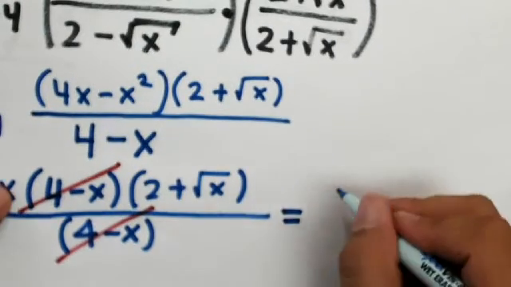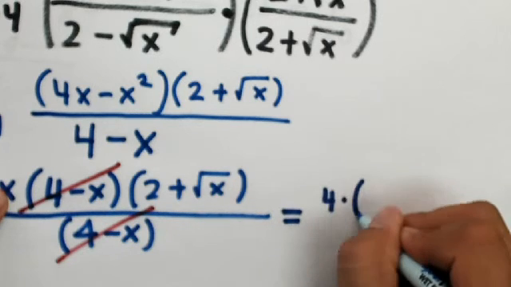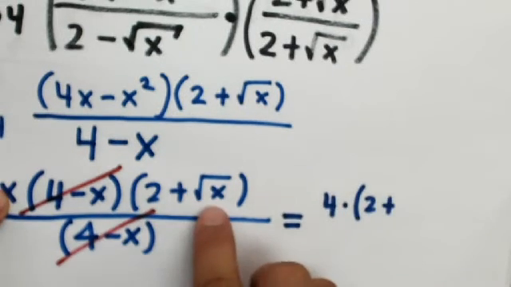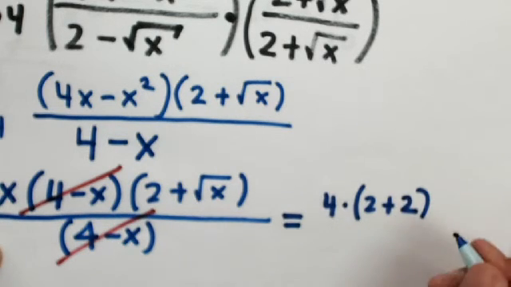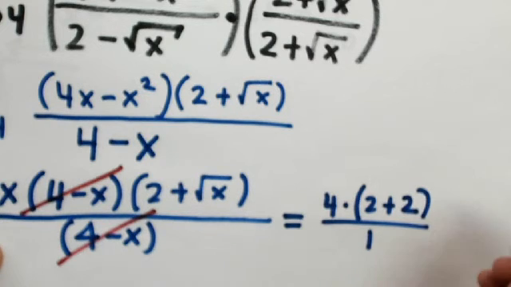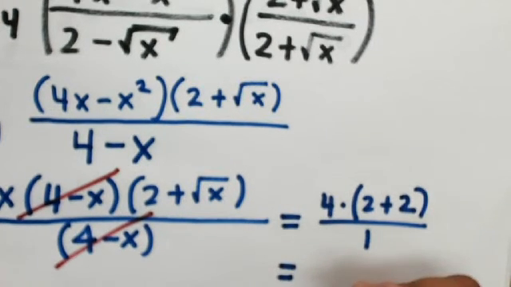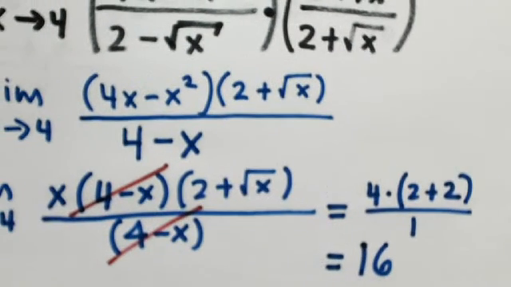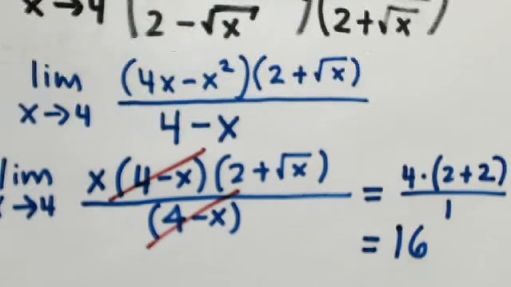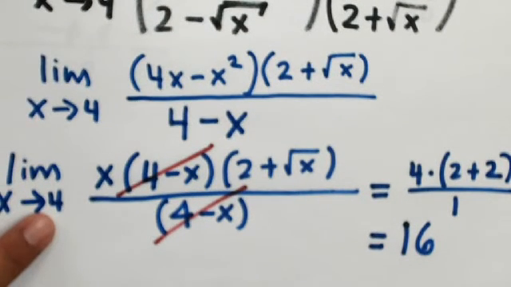So it's 4 times 2 plus the square root of 4, which is what? 2 over 1, right? And what is the answer to this limit? Not everyone at once, please. Please stop. Thank you. Wait, why are you multiplying it by 4? Any questions?